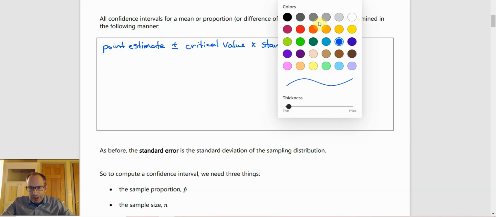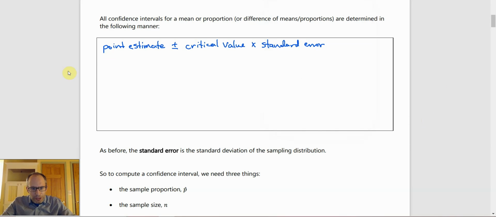Okay, so what does this mean? Well, I guess I can diagram this in a different color. Your point estimate ends up being things like p hat or x bar, right? Where we said that p hat's a good point estimate of p and x bar is a good point estimate of mu. So it's the sample-based version of whatever measure you're interested in. If you're interested in the population mean, you're going to use the sample mean as your point estimate. Interested in the population proportion, you're going to use the sample proportion.